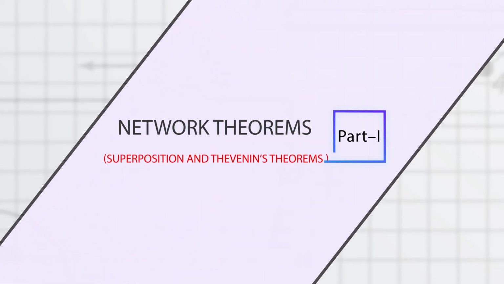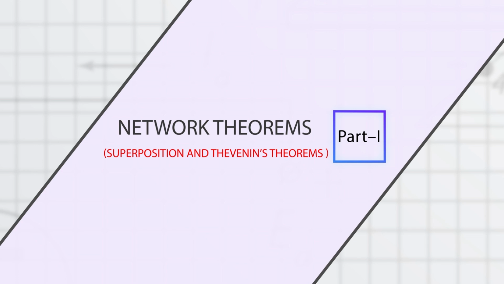Dear learner, in the previous lecture I discussed the different components of an electrical circuit. We discussed what a resistance, an inductance, and a capacitance are, and we also discussed Kirchhoff's voltage law, Kirchhoff's current law, mesh analysis, nodal analysis, and how to convert star connection into delta connection and delta into star connection. So today I am going to discuss network theorems. In this particular session we will discuss two theorems, that is the superposition theorem and Thevenin's theorem.